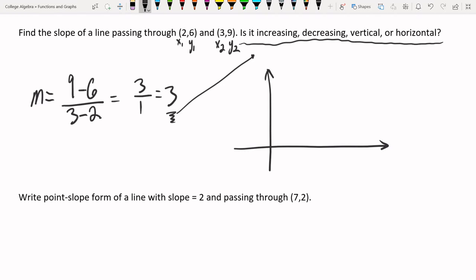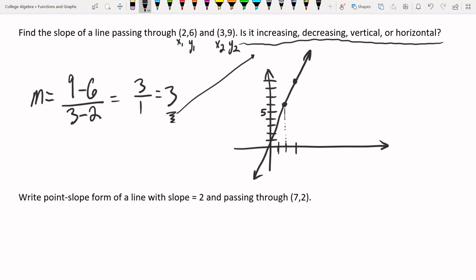We have 1, 2, 3, 4, 5, 6, 7, 8, 9. So (2, 6) is going to go here, up to 1, 2, 3, 4, 5. There's (2, 6), and (3, 9) is going to be right here. So the line passing through these 2 points is this thing right here.